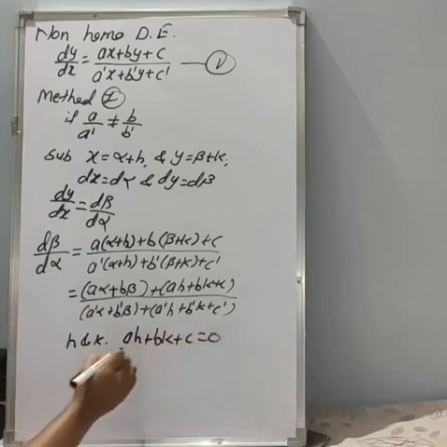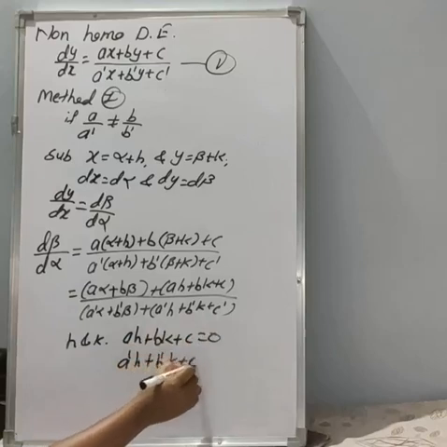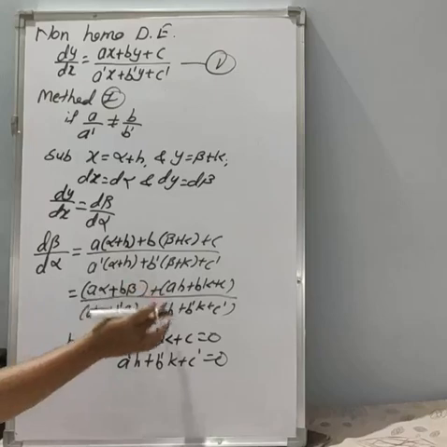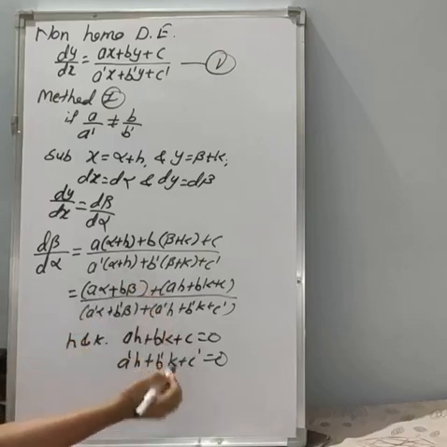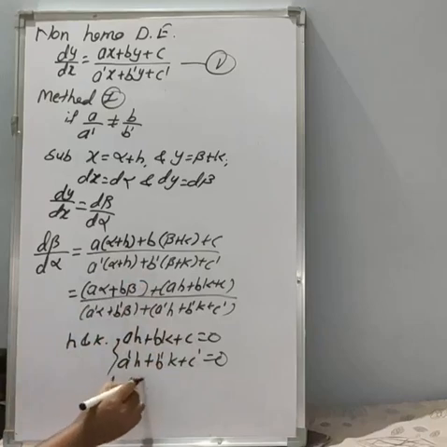Now using this, choose values of h and k such that ah plus bk plus c is equal to 0. Similarly, a dash h plus b dash k plus c dash is equal to 0. Or directly consider these two equations equal to 0, solve these two equations, and find the values of h and k.